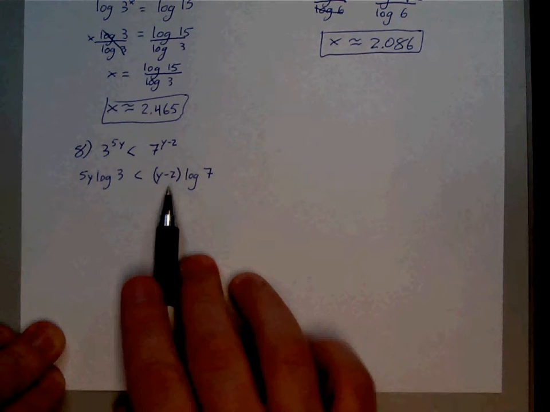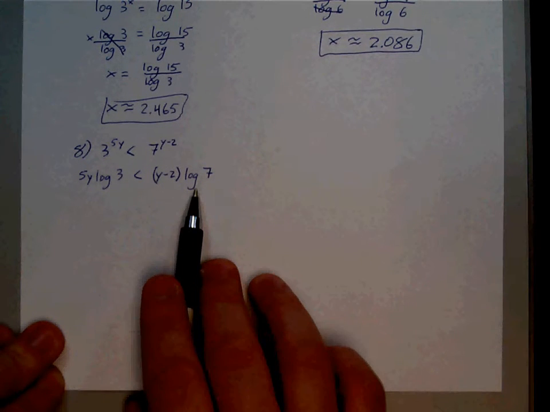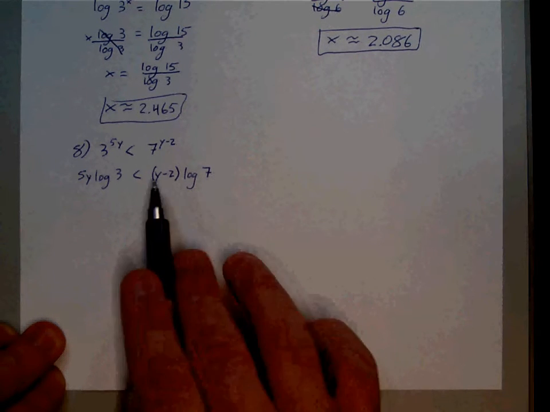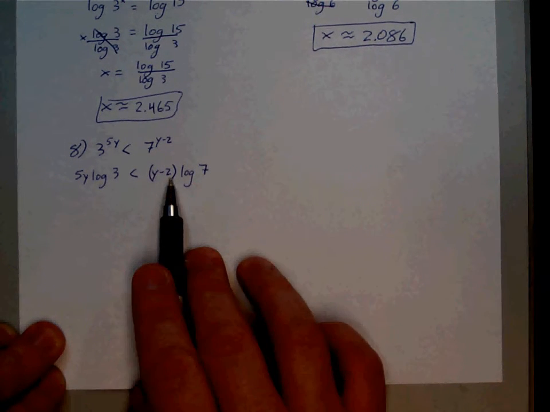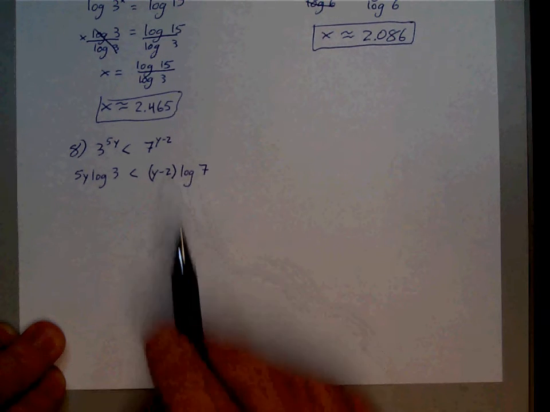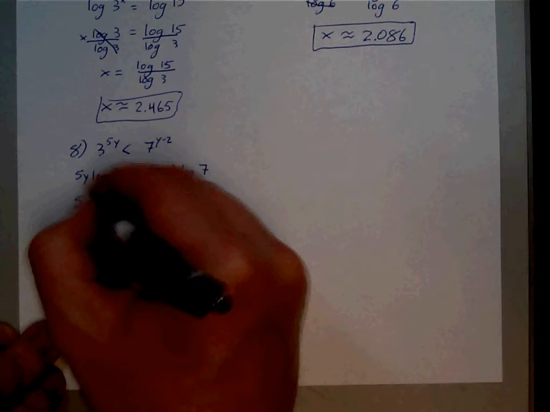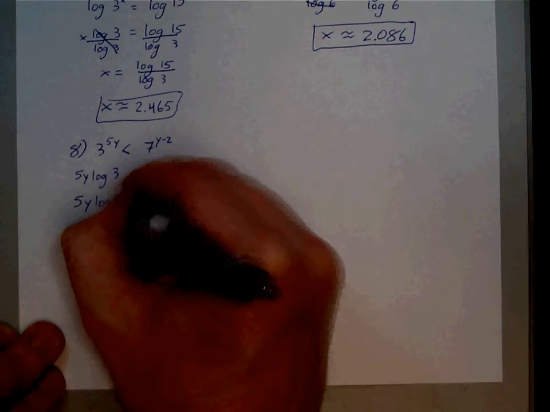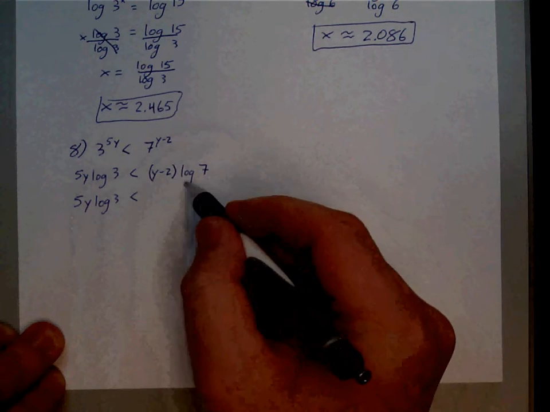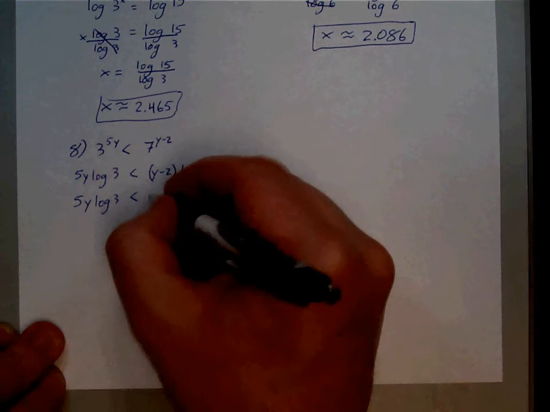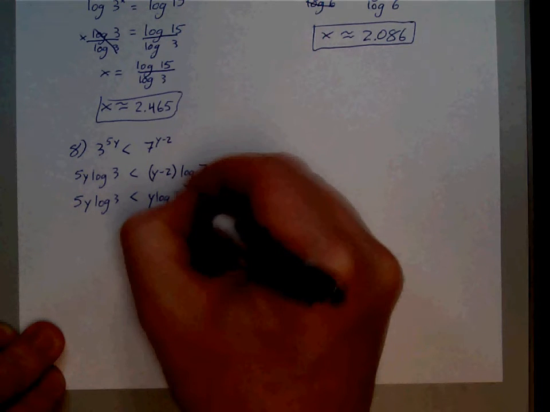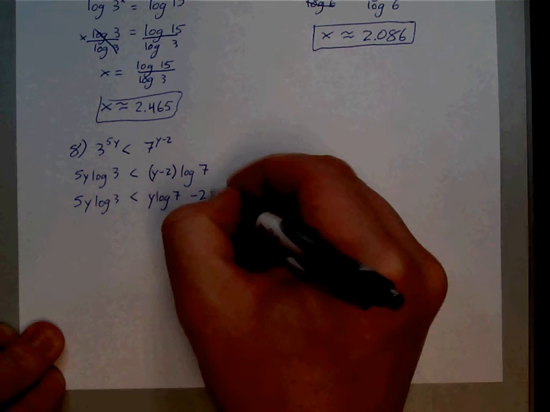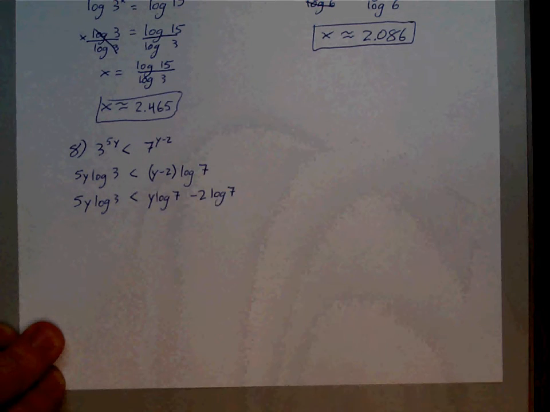And now I've got to actually do a little bit of distribution on the right side when that coefficient is actually 2 things. I'm going to distribute my log of 7 to both of those. So let's rewrite that. The left side stays the same. And so I'm going to call this y times log of 7 minus 2 log of 7. I just distribute the log of 7 to both of them.